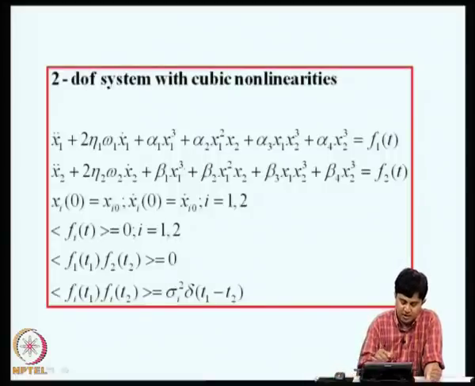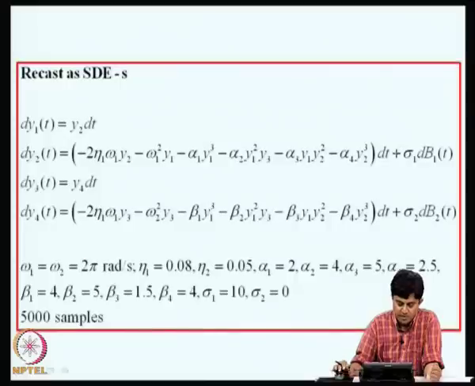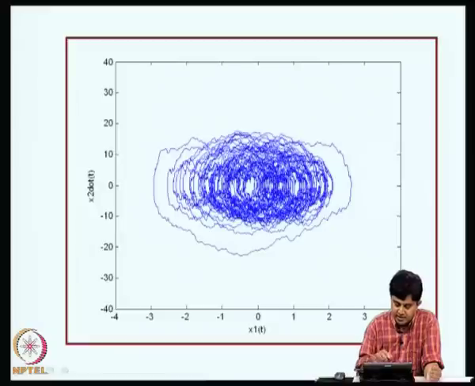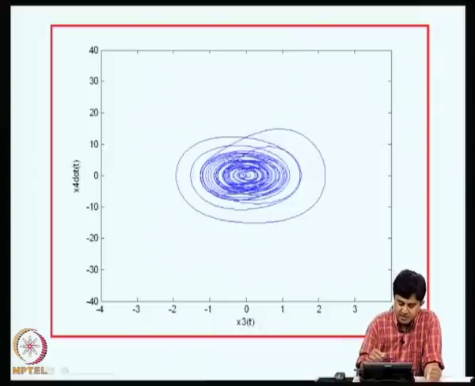We can consider, for example, a more complicated system, a 2 degree of freedom system with cubic nonlinearities, and each of these is driven by white noise. We can switch off one of them or keep both of them on. So, we now have the tools to treat this problem. We convert them into a 4×1 set of stochastic differential equations, discretize them, and obtain sample trajectories. This is the phase plane, x2 dot versus x1 of t, and this is x4 dot versus x3, that means the phase plane plot for the first coordinate and the second coordinate.